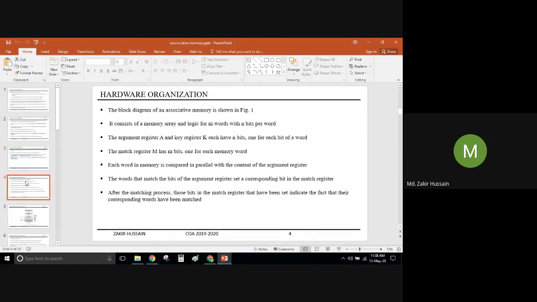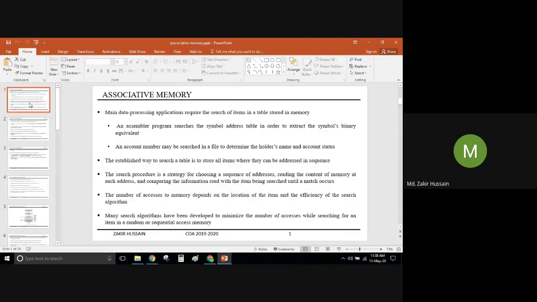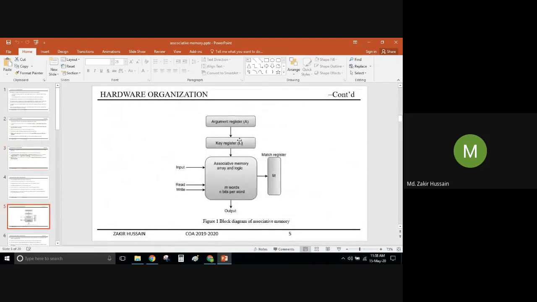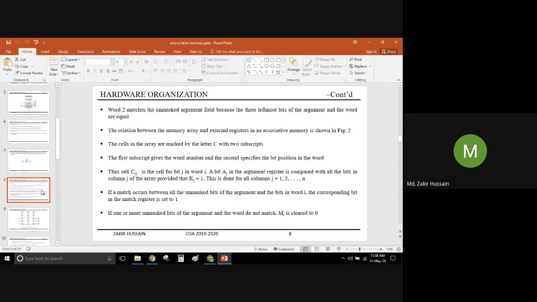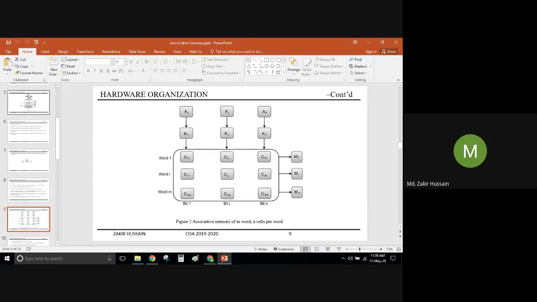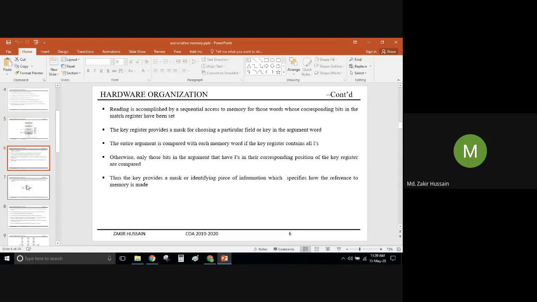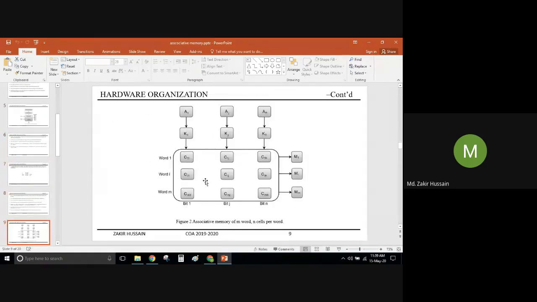Now another form of question on associative memory, for 6 marks: how does associative memory function? Explain with an example or a neat diagram. In that case, write this theory briefly in one or two lines, and then go straight to the hardware organization. These six slides explain with an example how associative memory functions. So far, two questions are over.